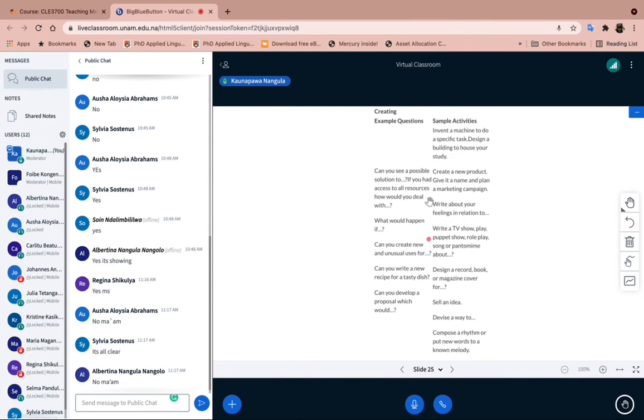And then next, create. Questions that you can ask: can you see a possible solution to, if you had access to all the resources, how would you deal with a certain problem, for example? And examples of activities: write a TV show, play, puppet show, role play, song, or pantomime about something. Design a record or book, a magazine cover for whatever, a school magazine, for instance. So that's what we have there. So those are the examples, and I think we'll just stop here for today because it's 11:25 and I don't want us to go further than that.